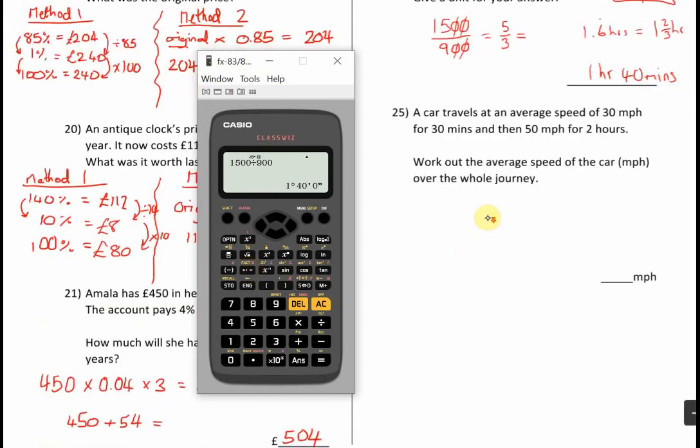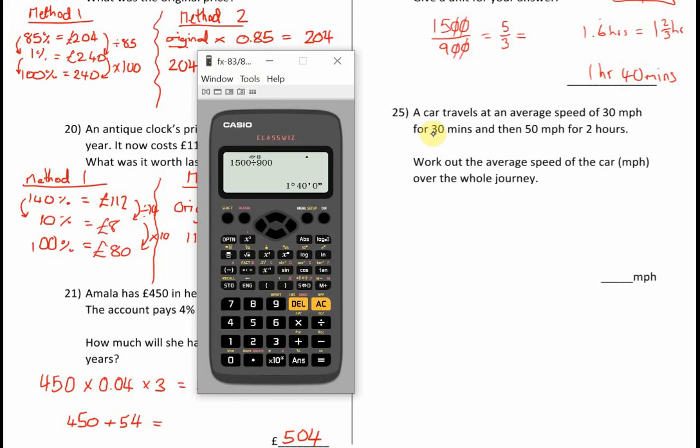Okay, and number 25, a car travels at an average speed of 30 miles per hour for 30 minutes and then 50 miles per hour for 2 hours. Work out the average speed of the car over the whole journey. Now, it's not fair here just to say, well, the average of 30 and 50 is 40, because it's travelling at that higher speed for much longer, 4 times as long as it was travelling at the lower speed, so you can't just plumb for the number in the middle.